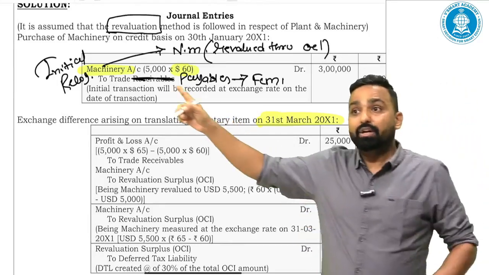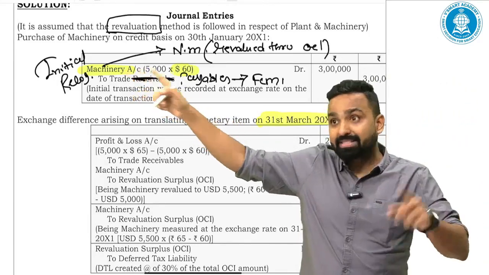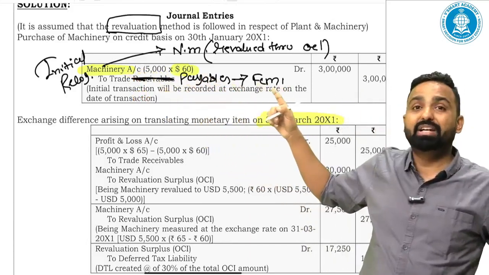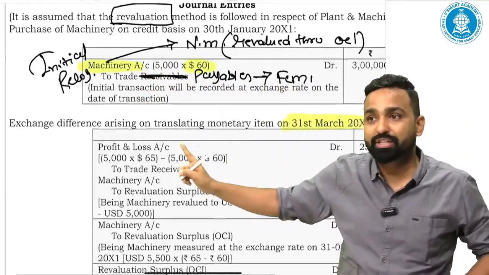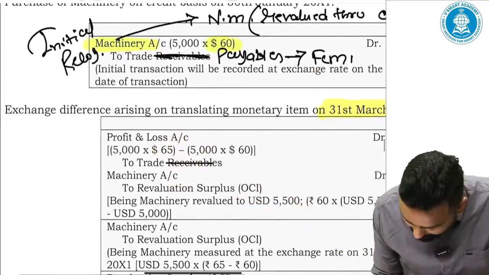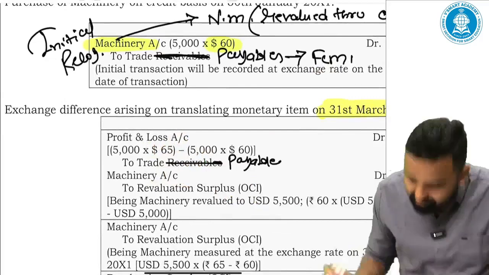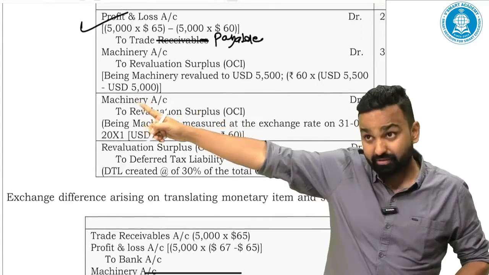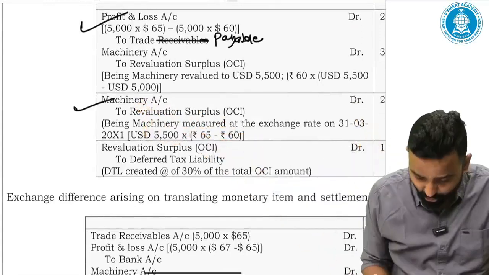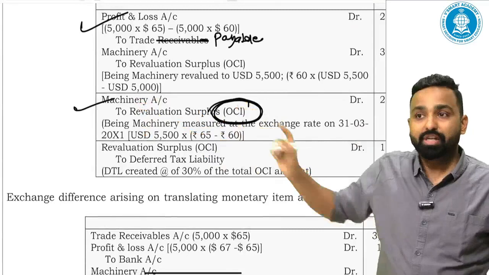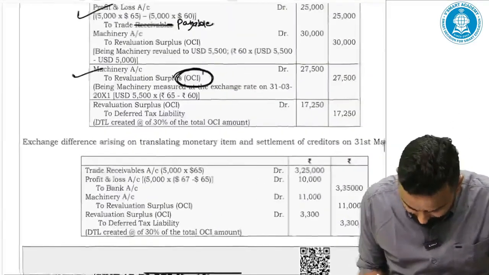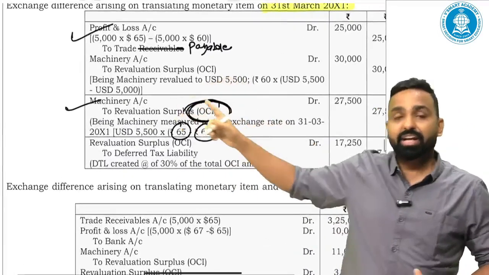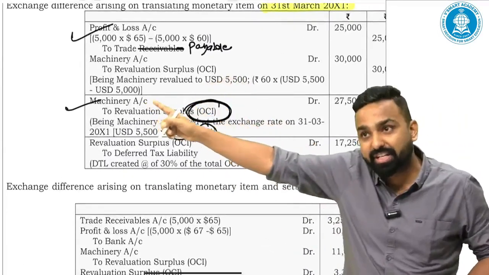So technically, on the balance sheet date, I have a machinery balance as well as a trade payable balance. But trade payable is an FCMI. Whatever exchange difference arises, we will transfer it to P&L. So we converted the trade payables, and the exchange difference is transferred to P&L. But when we converted the machine, the exchange difference is transferred to OCI. The initial rate was 60, the balance sheet date rate was 65, and we transferred the exchange gain into OCI.